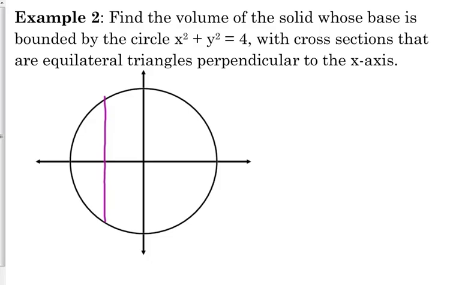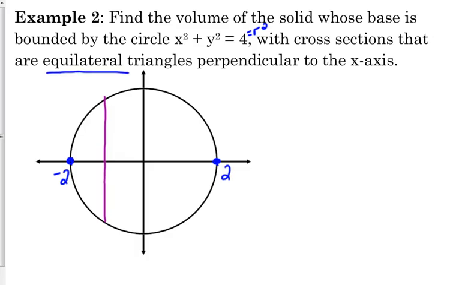Okay. So, first of all, x squared plus y squared equals 4. That is a circle centered on the origin with a radius of, what's the radius of the circle? 2. Okay, remember this is r squared, so the radius is 2, so that means this point over here is negative 2. This point over here, excuse me, is positive 2. All right. We've got our base. We need to figure out our area formula, okay?